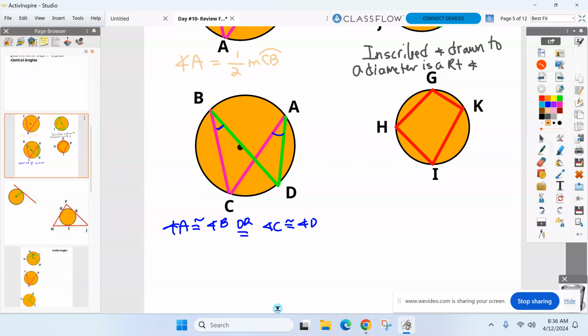You put that in your proof on Monday. The reason will be inscribed angles. Going back to you, Alyssa, to finish this. Where are they drawn to? Same arc. Inscribed angles drawn to the same arc are congruent. Woo.